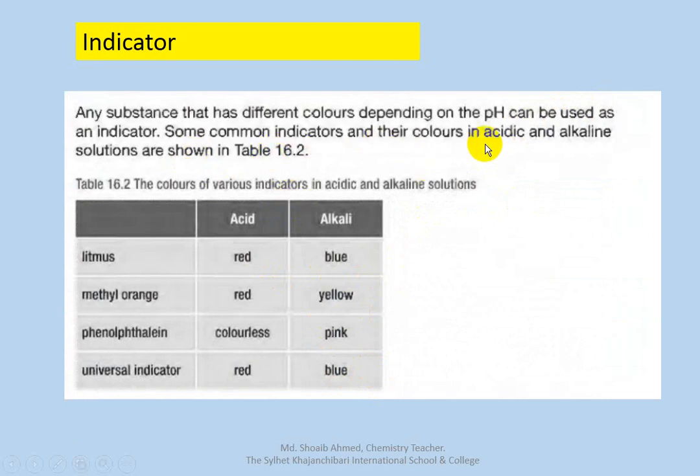Some common indicators and their colors in acidic and alkaline solutions: litmus, when dissolved in acid, turns red, and in alkali turns blue. Methyl orange is red in acid solution and yellow in alkaline solution. Phenolphthalein is colorless in acid and pink in alkali. Universal indicator is red in acidic solution and blue in alkaline solution.